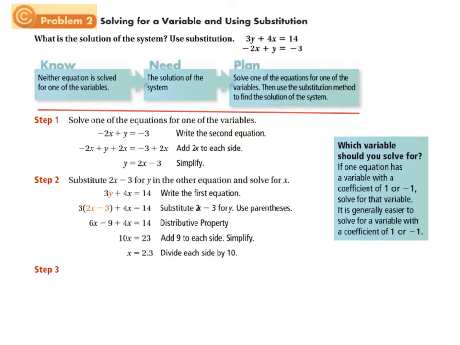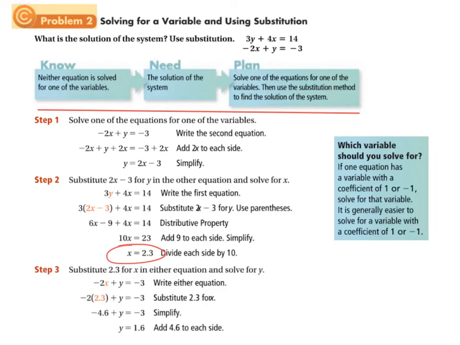Now we know what one of the variables is. And we're not yet done because we did not solve for the other variable yet. Okay, so we're going to substitute x with 2.3 in either one of the equations, and then we're going to solve out and see what it tells us for y. When you do that, you get -4.6 plus y equals -3, and adding that amount to both sides, you get y equals 1.6. So now we know what y is as well.